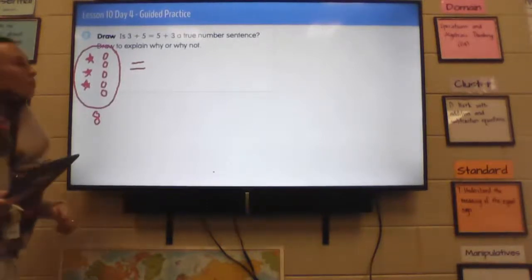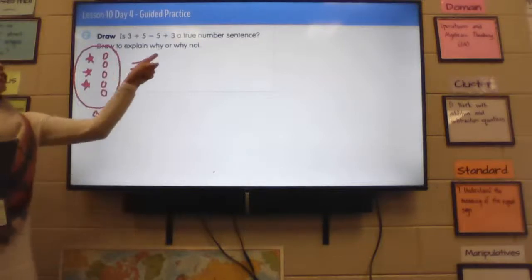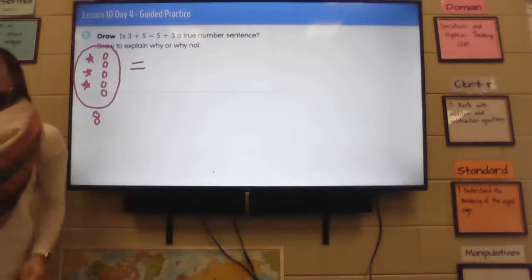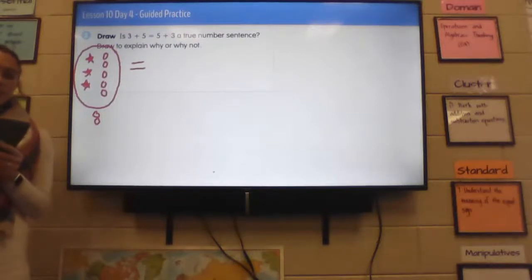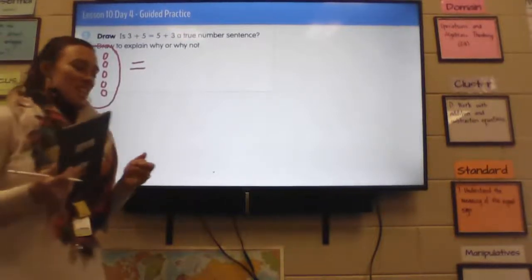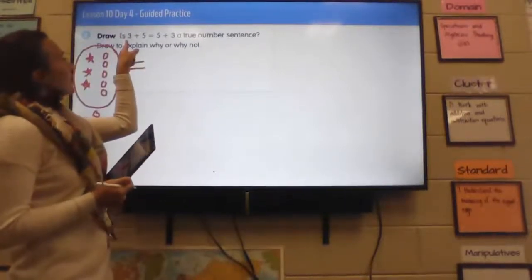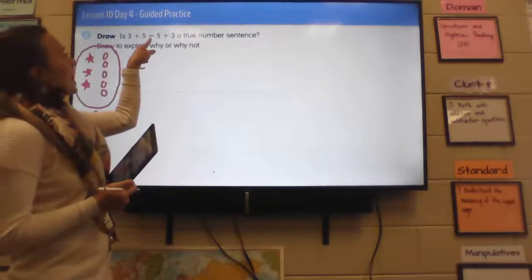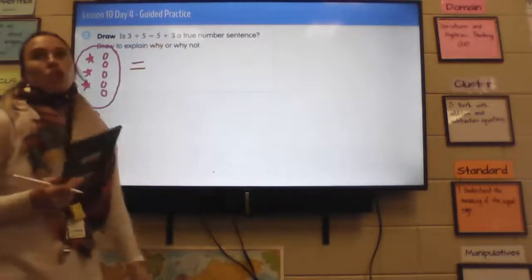Now, what should our other side look like? What do you think our other side is going to look like, Eric? No, because that's not what it says up here. It says, is 3 plus 5 the same as 5 plus 3?